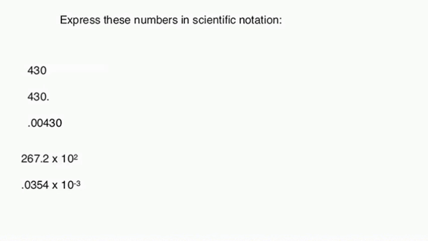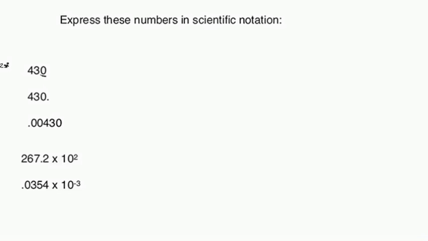Okay, express these numbers in scientific notation. We did have a few people who had some trouble with this. So let's look at the first one, 430. The first thing you need to do when you do scientific notation is figure out how many sig figs you have. So for 430, this number does not have a decimal, so the trailing zero here is not significant. Therefore, it only has 2 sig figs. So I'm just going to put 2SF here to help us remember.